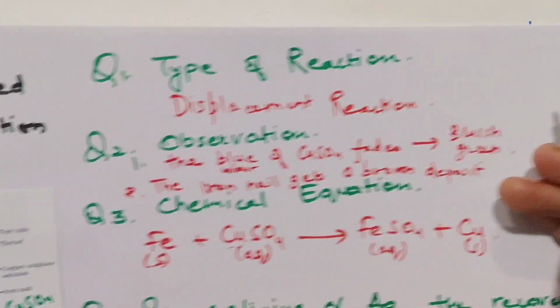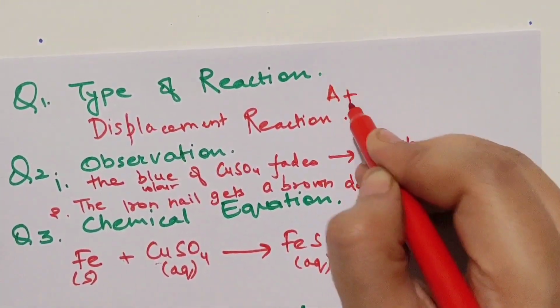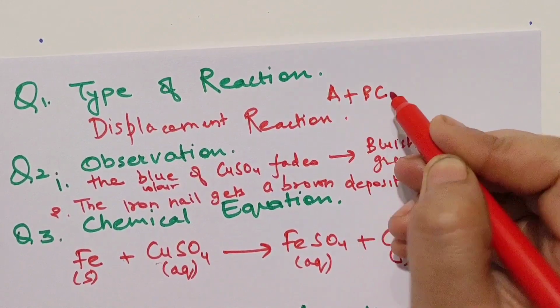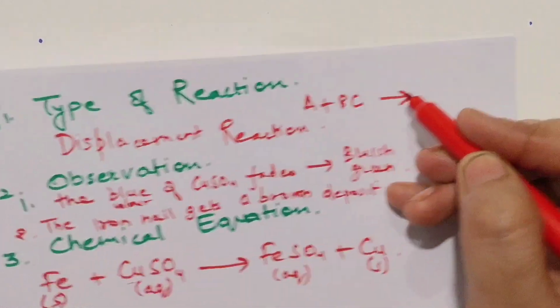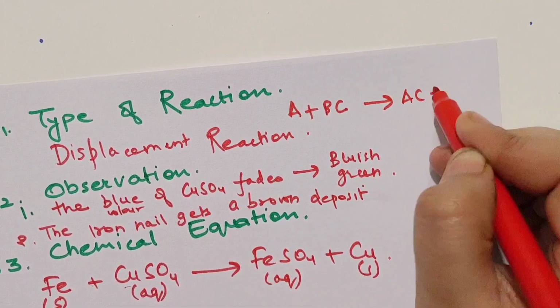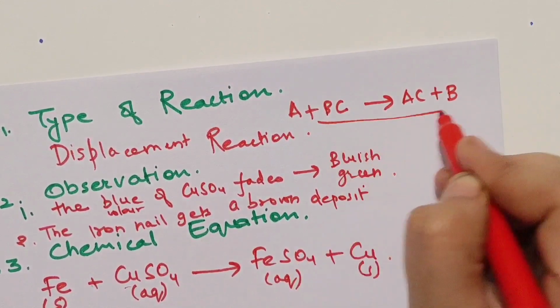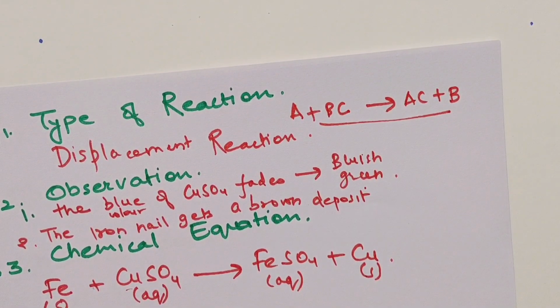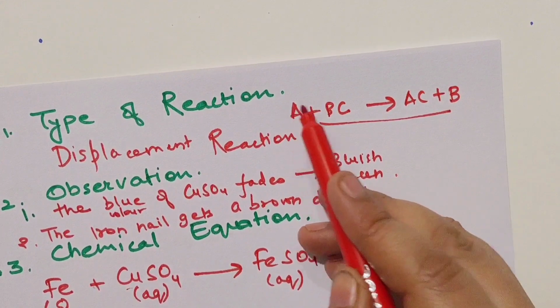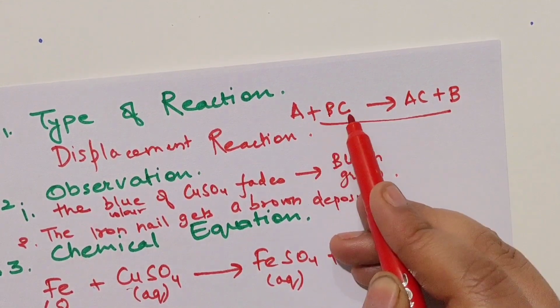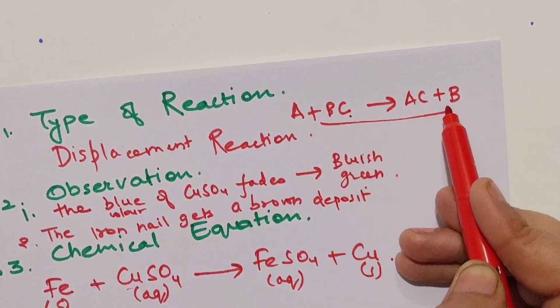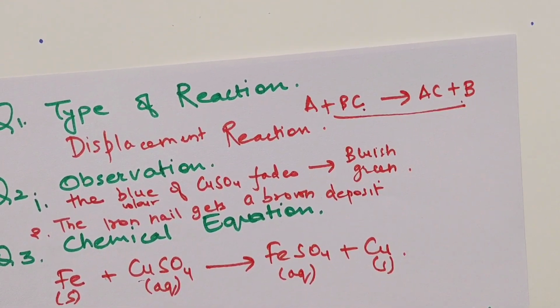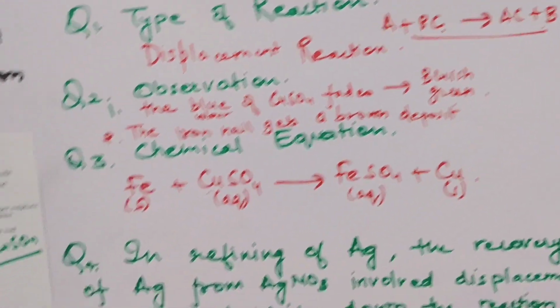Okay, it's A plus BC gives you AC type B kind of reaction. Okay, one metal displaces the other metal from its salt solution. Okay, so this is your displacement reaction.